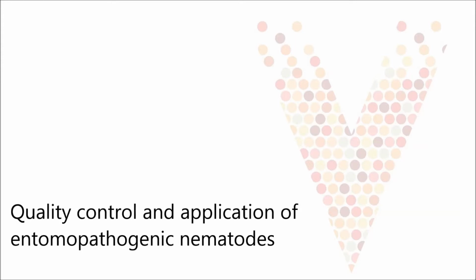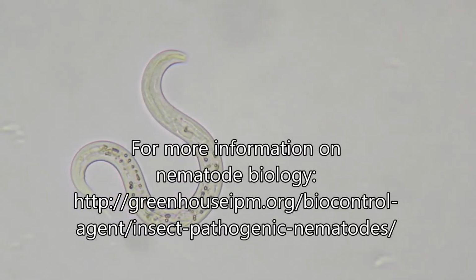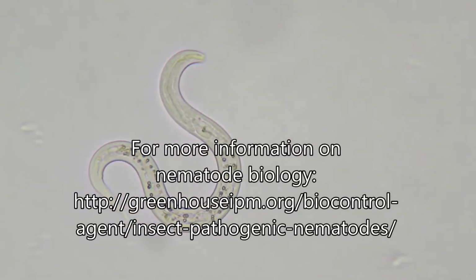Entomopathogenic nematodes are an essential part of a thrips IPM strategy. This video will show you how to check the viability of nematodes and how to apply them. For more information on their biology, consult the greenhouseipm.org website.